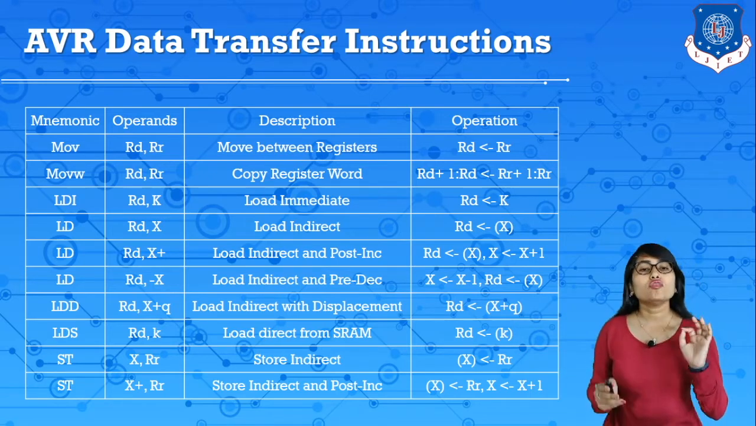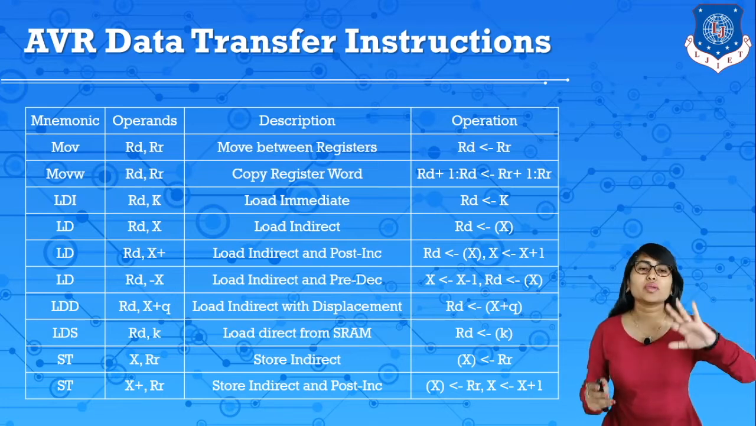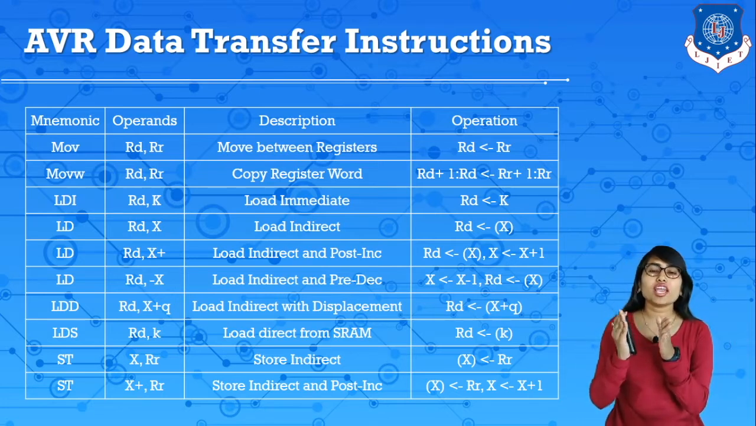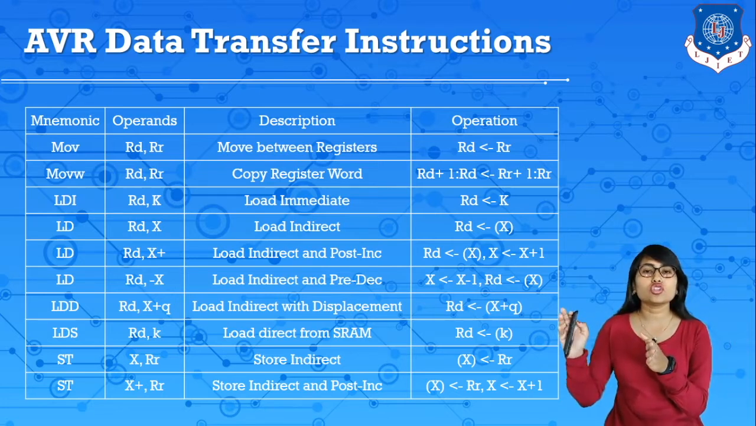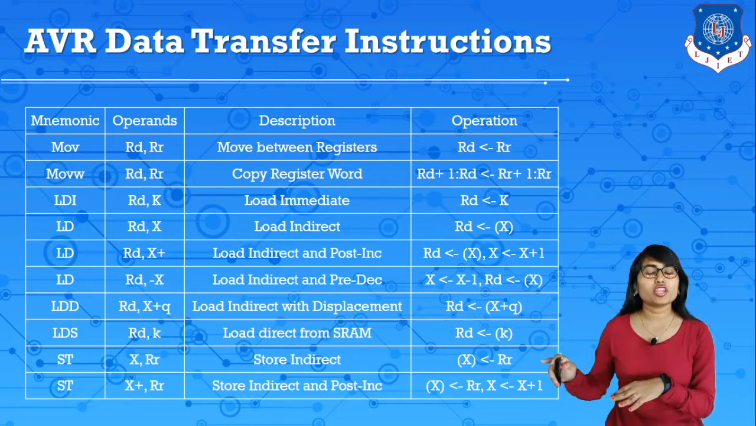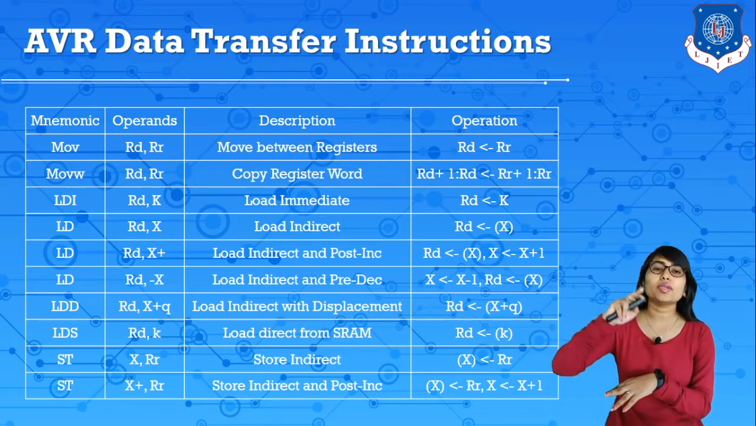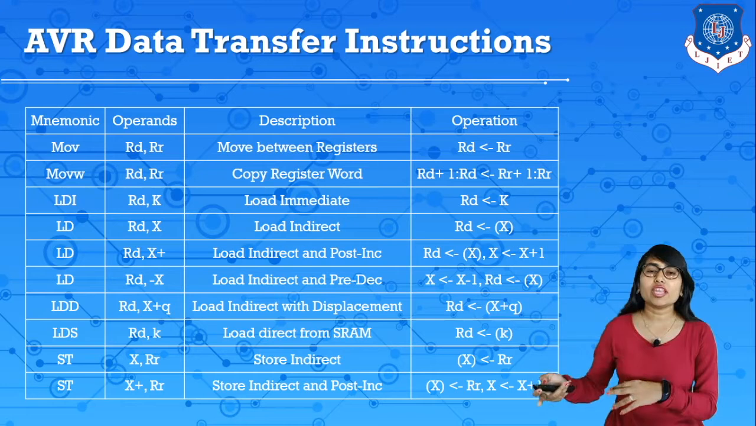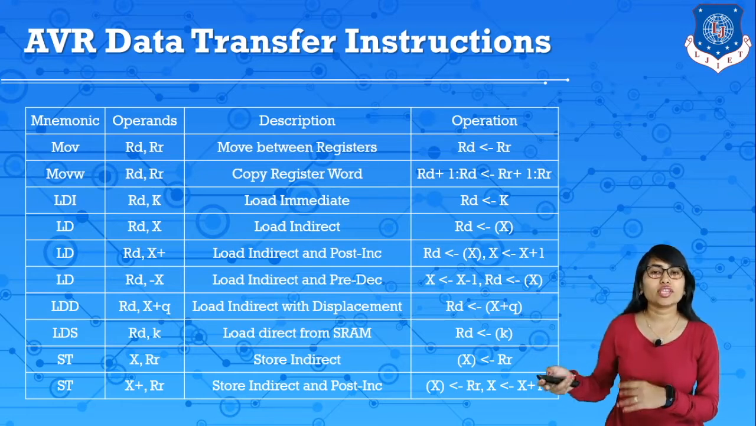That means first the content of X is used. For example, if we have an address X equal to 205, then whatever data is stored at 205 is copied into RD, and then the value of X is incremented by 1, so we have 206.